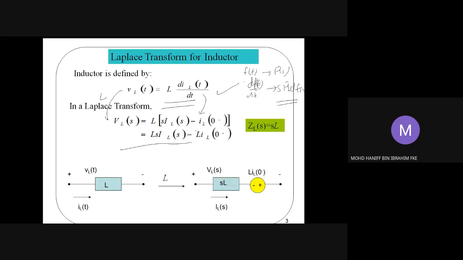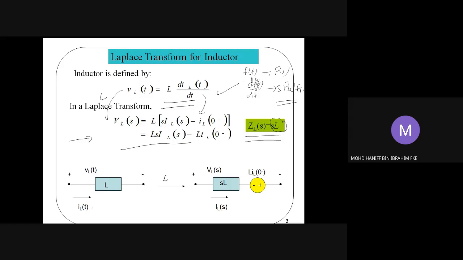domain. So basically from this equation, we can say that the impedance in the S domain, the Z_L(s), is sL. So sL should be the impedance in the Laplace or S domain. Okay, so this is the equation.